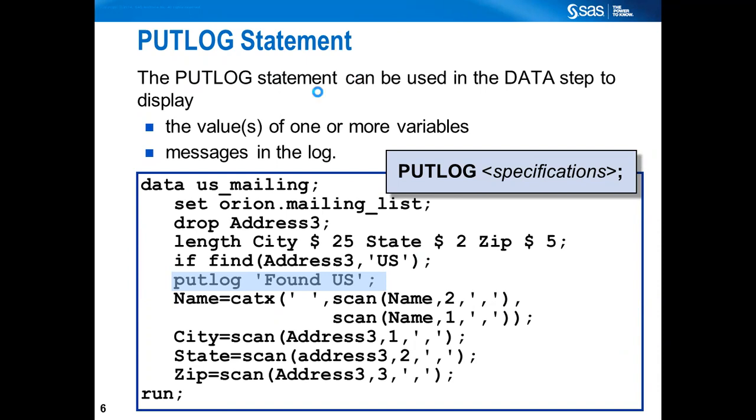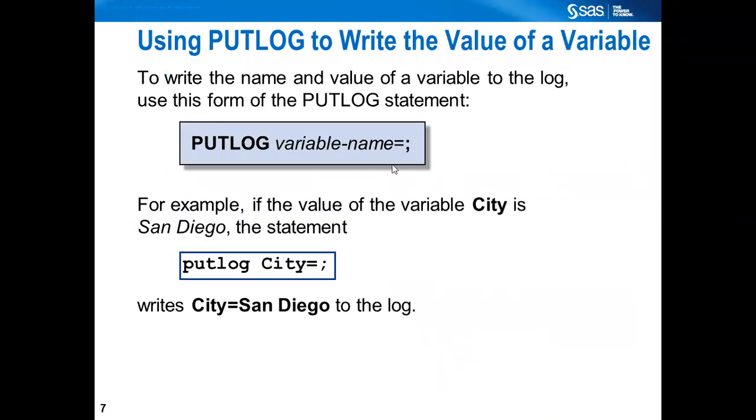We will debug this logical error with the PUTLOG statement, which you use in your data step. What this PUTLOG statement does is show you the values of one or more variables, and it will give you the message in the log. For example, if you write PUTLOG and give a statement in quotes, 'found US', it will put this statement in the log as it is. This is the syntax for it. If you want to see the value of only a single variable, you can simply write PUTLOG variable equal to. When it is processing, it will show you the value for that variable in your log.